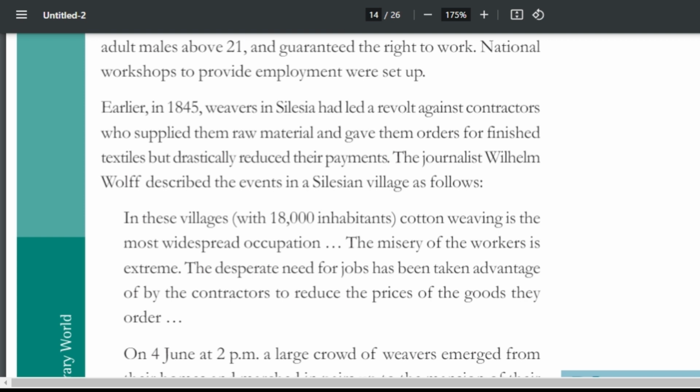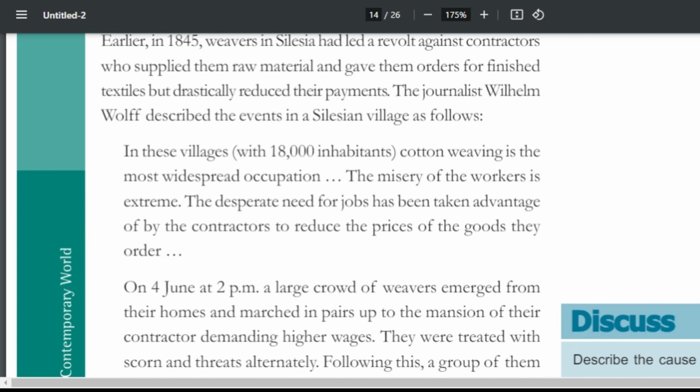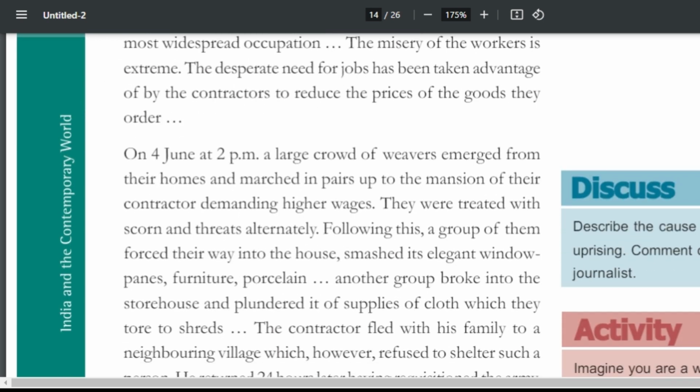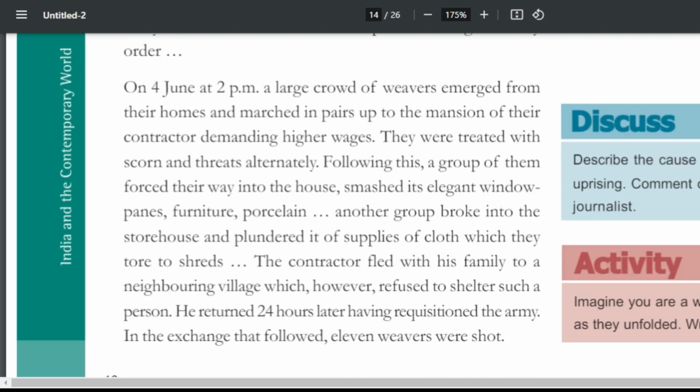In these villages, with 8,000 inhabitants, cotton weaving is the most widespread occupation. The misery of the workers is extreme. The desperate need for jobs has been taken advantage of by the contractors to reduce the price of goods they order. On 4th June at 2 p.m., a large crowd of weavers emerged from their homes and marched in pairs to the mansion of their contractor, demanding higher wages. They were treated with scorn and threats alternately.